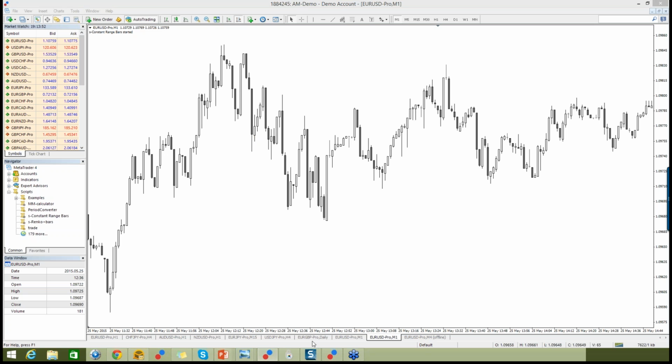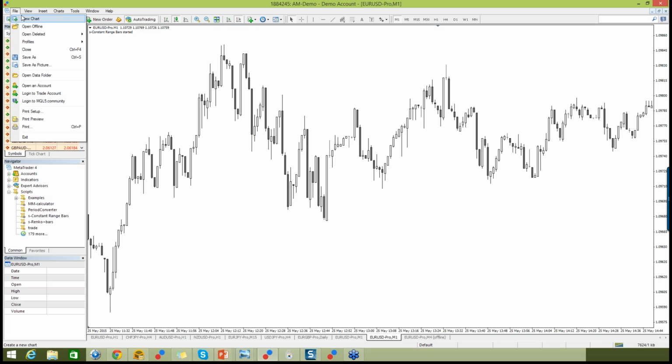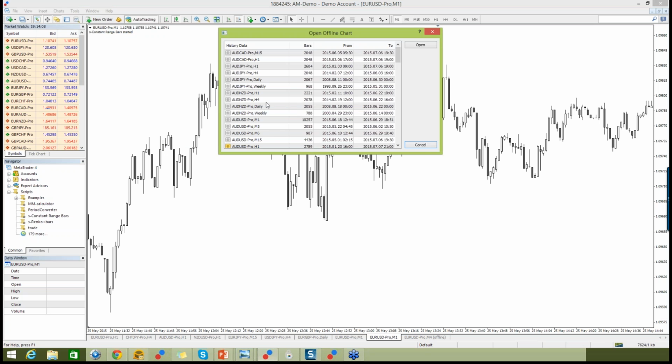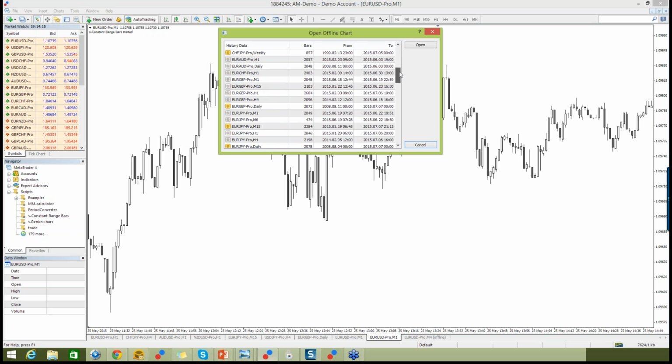After you did that, you should go to your file, open offline. Then you should scroll through this window. We need to find euro dollar M4, because that is our offline chart. This is euro dollar M4. We have it here.